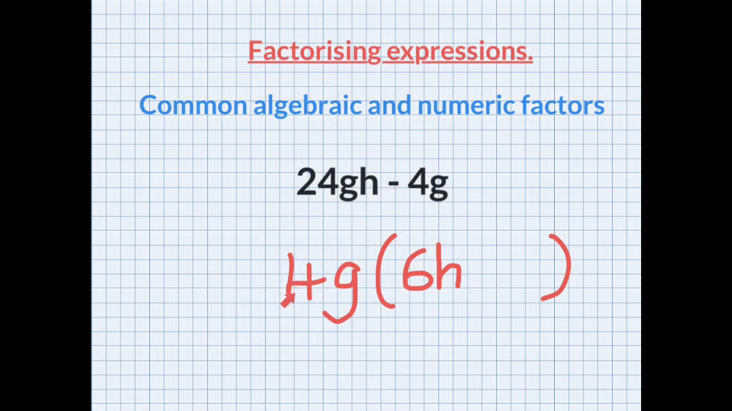Okay, so I've got to think 4 times what is negative 4g. This is tricky, this one, and can catch people out because I've got 4g here. What do I times it by to get minus 4g? And that's going to be times by 1, because one lot of 4g is 4g. So minus 1 lot of 4g is your 4g. Okay, I hope that helped.